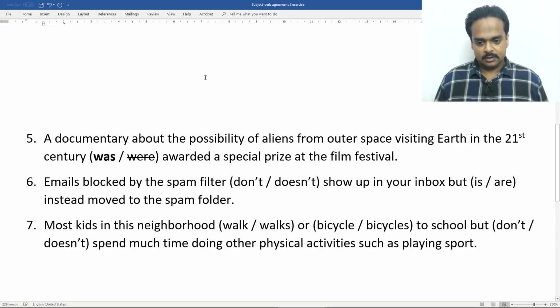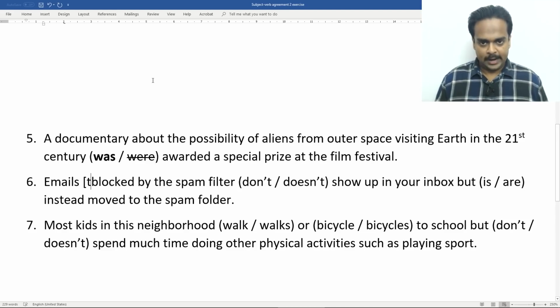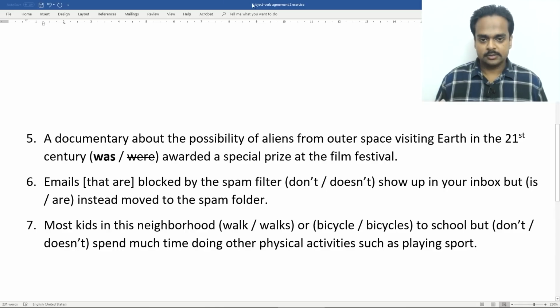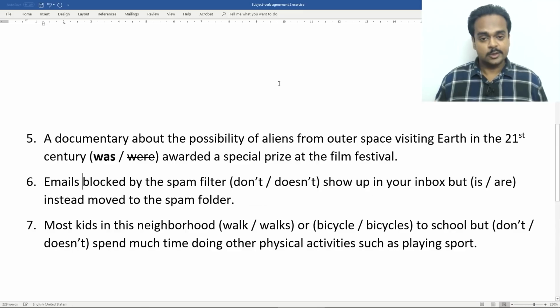In number 6, there are 2 places where you have to choose the correct verb form, but both verbs relate to the same subject. The sentence starts with emails, and then we see the word blocked. This is actually a relative clause. The sentence is trying to say emails that are blocked by the spam filter. But the words that are left out, so this is a reduced relative clause. That means the subject is emails, which is a plural noun.